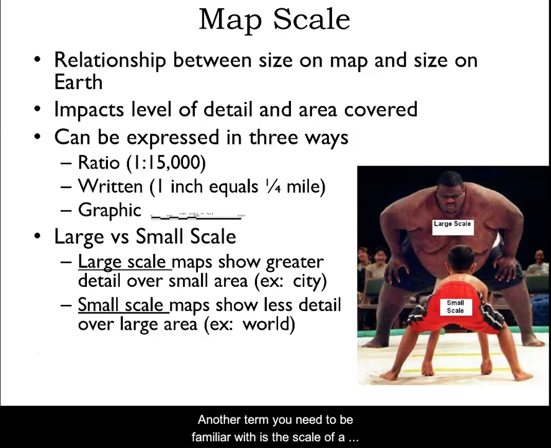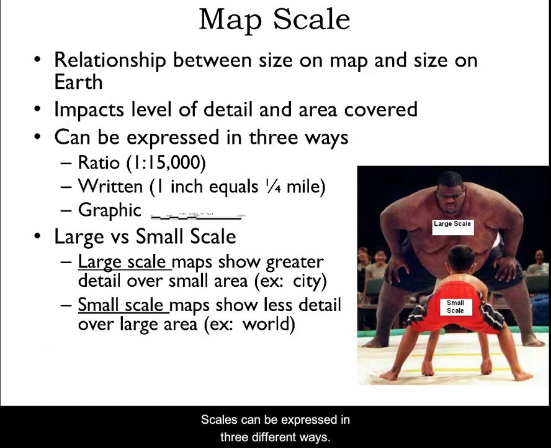Now, another term you need to be familiar with is the scale of a map. When we look at large scale maps, we're talking about lots and lots of detail. So think of it as a blown up image of what's on the Earth's surface. So it's not going to cover a large area. It's going to cover a smaller area, but it's going to show you more things on it. A small scale map is going to encompass more area, but it's not going to give you the detail.